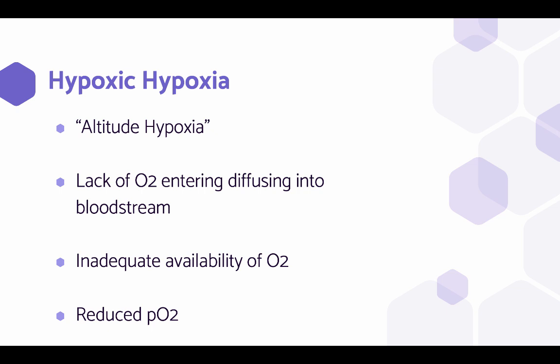Now, the first of those is hypoxic hypoxia, and we can think of this as an altitude hypoxia. There's just a lack of oxygen entering and diffusing into the bloodstream. So it's a lack of oxygen and an inadequate availability of oxygen to our cells. This lack of oxygen is going to reduce our PaO2.